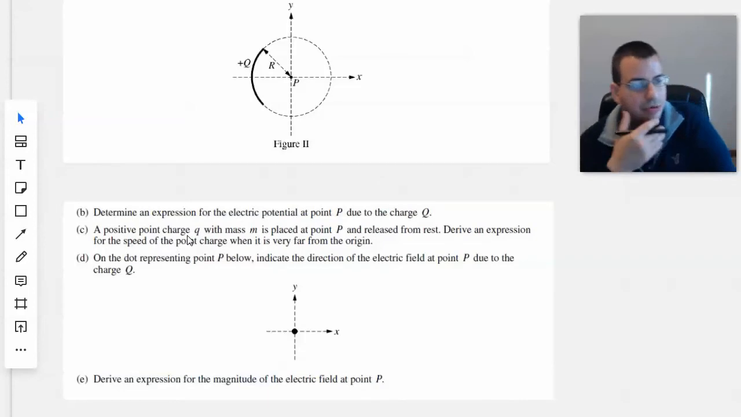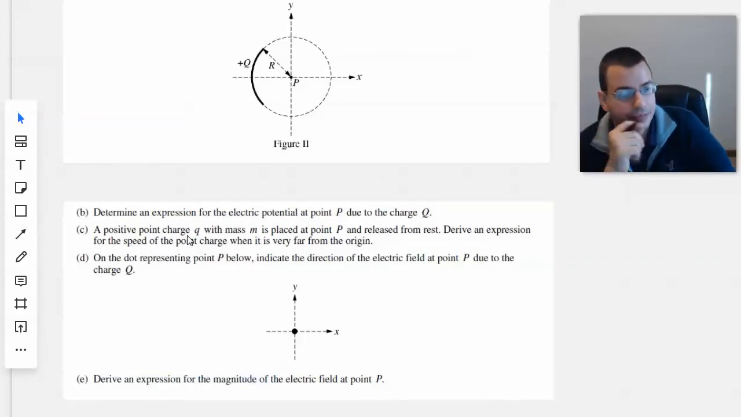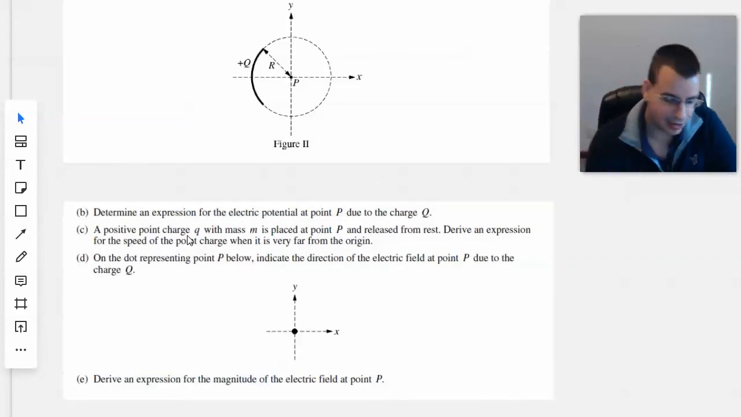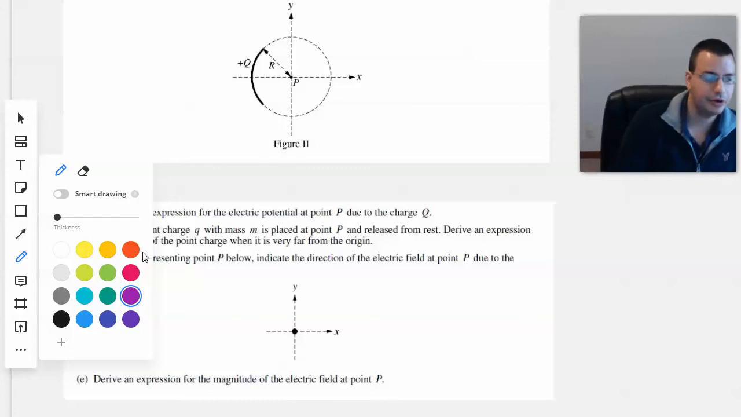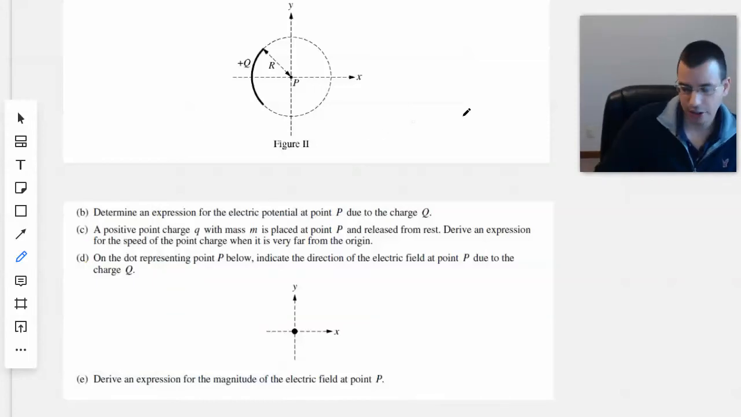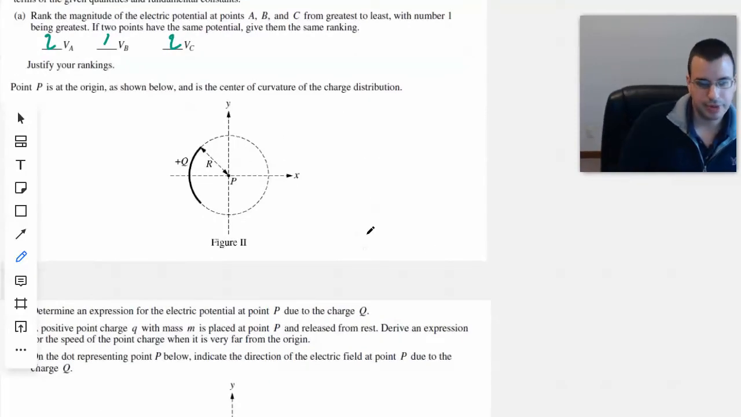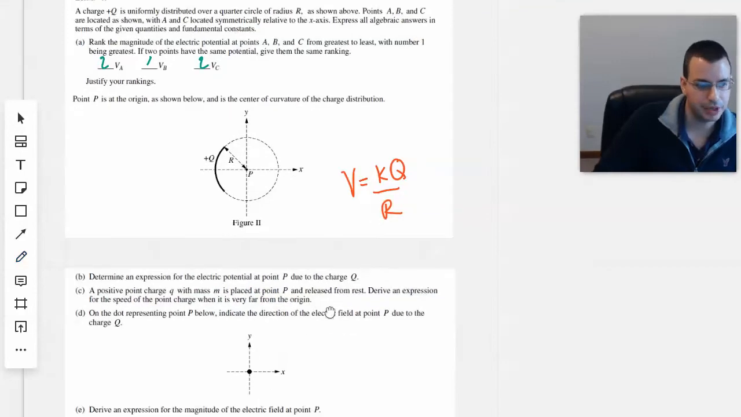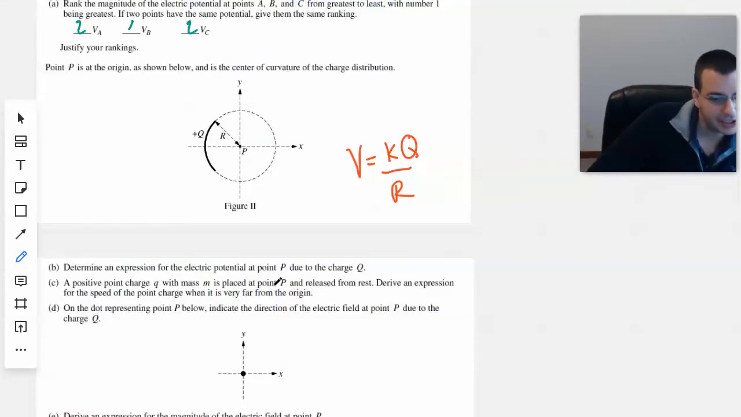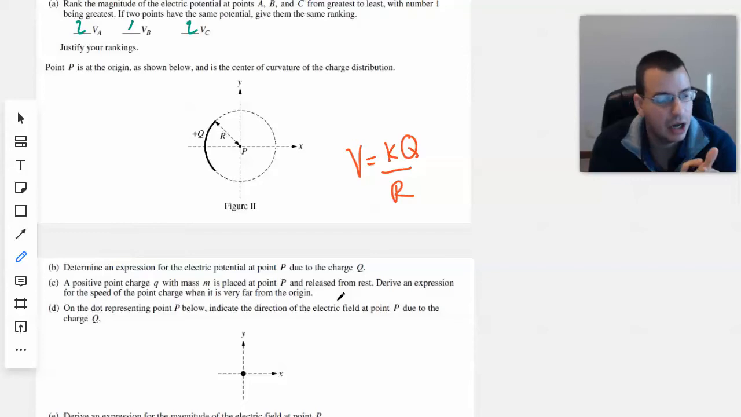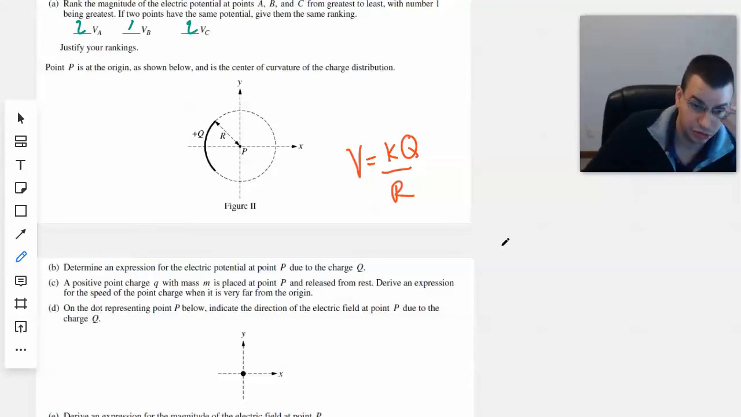All right, a positive point charge Q with mass M is, oh, I shouldn't have erased that. I think I'm going to have to use that again. I'm going to write that up before my short-term memory banishes it. So voltage equals K, I'm just going to write big Q, we know it's positive, and I'll use big R because I should be using big R. Okay. Placed at point P and released from rest. Derive an expression for the speed of the point charge when it is very far from the origin.